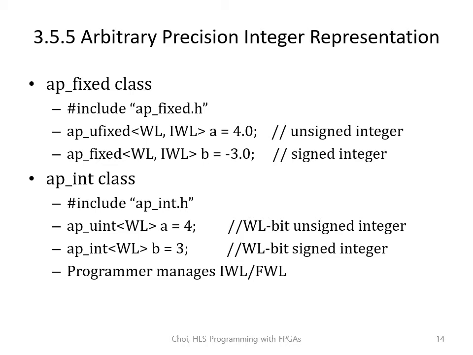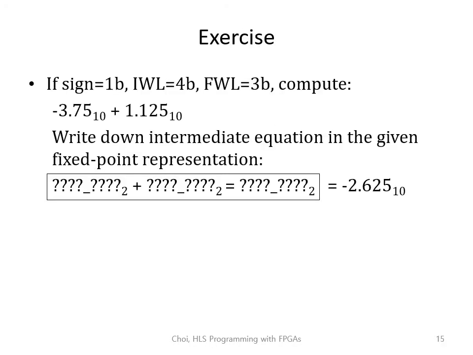We're going to see some examples of doing this in the next class. So now let's do some practice in fixed point arithmetic in the next slide. Suppose that a variable has a sign bit, IWL is 4 bits, and the FWL is 3 bits. Please compute minus 3.75 plus 1.125. The answer is obviously going to be minus 2.625, but your task is to do the computation in the given fixed point representation. So please pause the video now and write down the intermediate equation in binary.